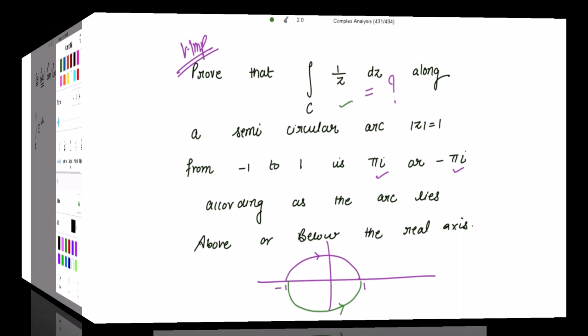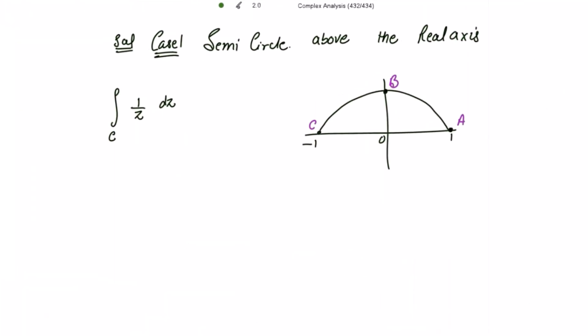This is an important one. Case 1, if the semicircle lies above the real axis, then the integration of 1/z dz from -1 to 1. Now in polar form, I take z equal to e^(iθ). Then dz will be e^(iθ) times i dθ. We have to move from -1 to 1. What is the value of θ at -1? It is π, and at 1 it is 0.